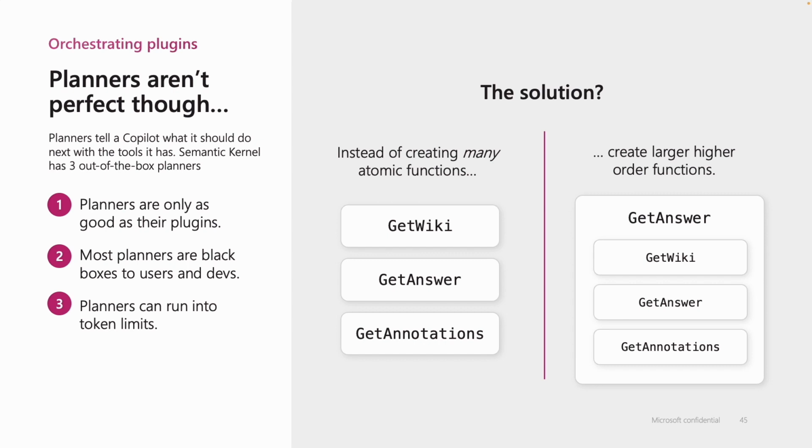Instead of having dozens of functions, maybe it has just a handful. And because you just have a handful, you're having to do less optimization for each of the different planners across the ecosystem. And because you're not giving it so much work to do, you will be less likely to hit token limits.